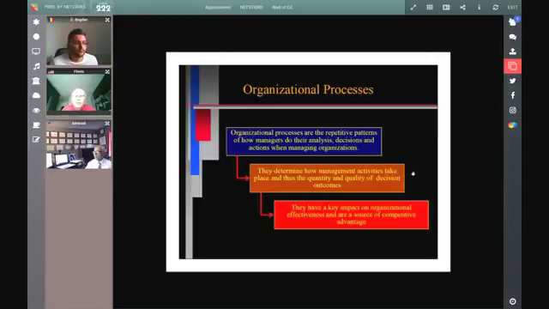Okay, they determine how the activities take place and the decisions. Well, then they have a key impact on organizational effectiveness, and they're a source of competitive advantage.